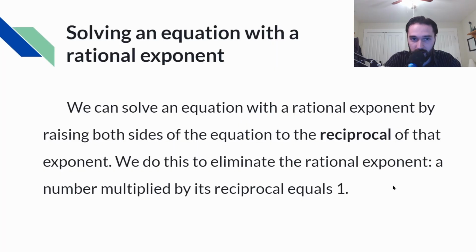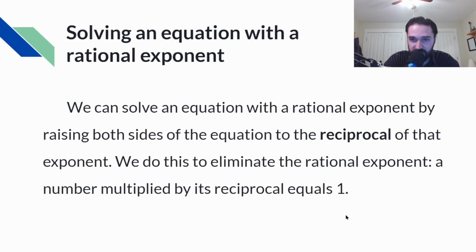We can solve an equation with a rational exponent by raising both sides of the equation to the reciprocal of that exponent. We do this to eliminate the rational exponent. A number multiplied by its reciprocal equals 1. So when we raise both sides of the equation to the reciprocal, we have a power on top of a power, and the exponent rule says to multiply the powers. If we multiply reciprocals, we just get 1.